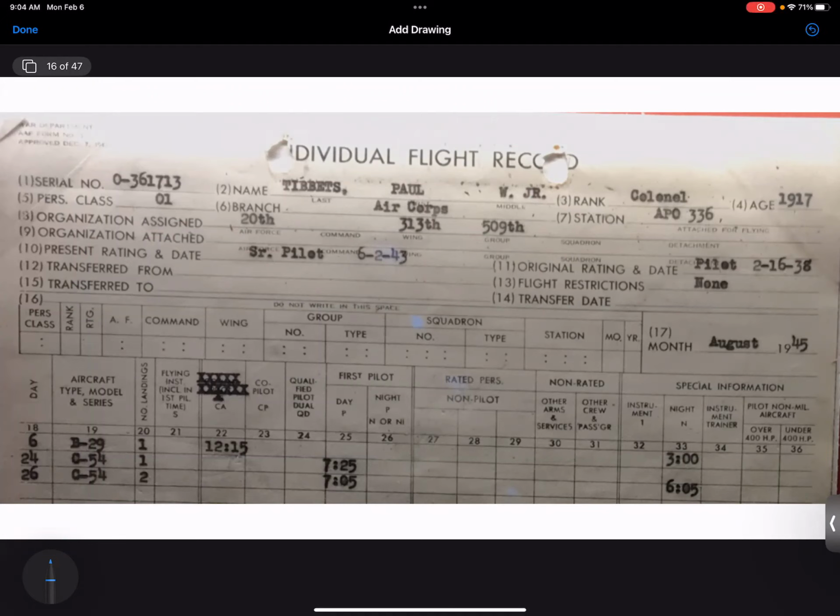So this is one of the more interesting pieces of paper from the 20th century. Can anybody tell me at least when it's from? Yes. 1917. Not 1917. That's the age. That's I think when the person was born. 1945, August 1945. What is this? Flight record. Anybody want to guess what? So there was a flight on August 6th, 24th, and 26th.